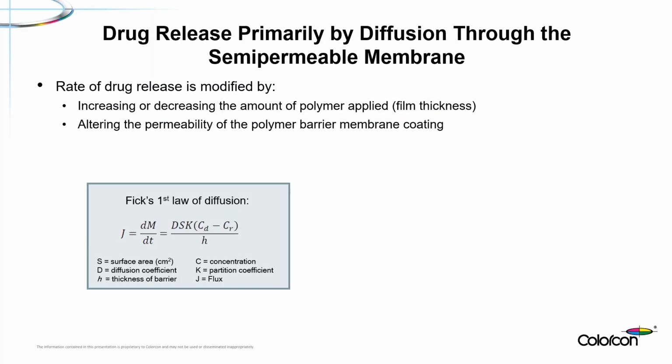Drug release occurs via diffusion through a semi-permeable membrane. The rate of drug diffusion is primarily controlled by two mechanisms. One, modulating film thickness or diffusional path length, denoted as H in Fick's law, and two, altering the permeability of the coating with the addition of permeability enhancers, often referred to as pore formers.